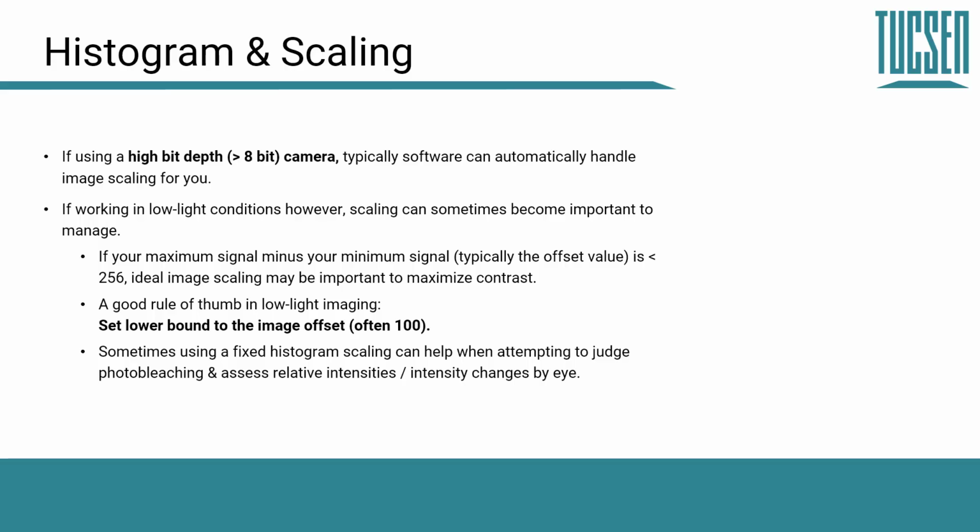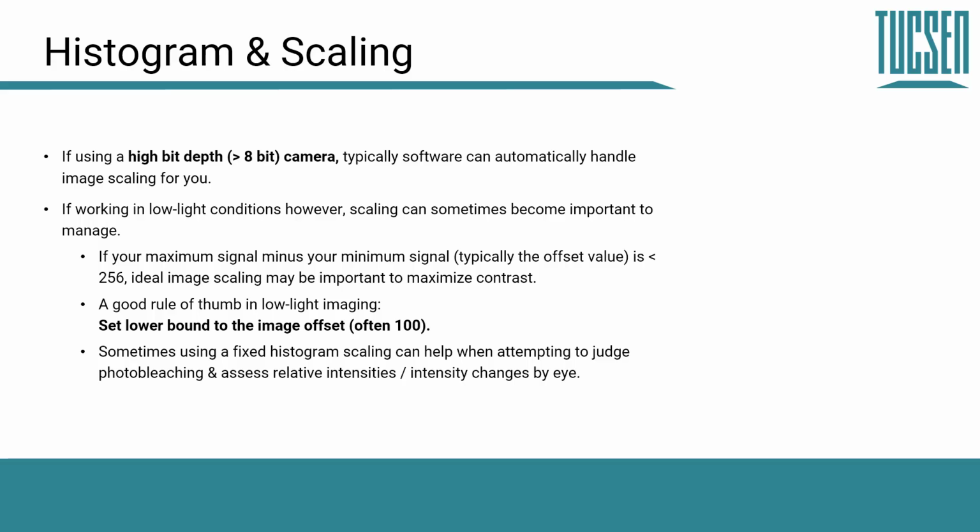Sometimes you might have to do this by hand, and you might gain a benefit in contrast by setting the image scaling by hand in these low light situations. A good rule of thumb in low light imaging is to set the lower bound to that image offset, which is often 100.